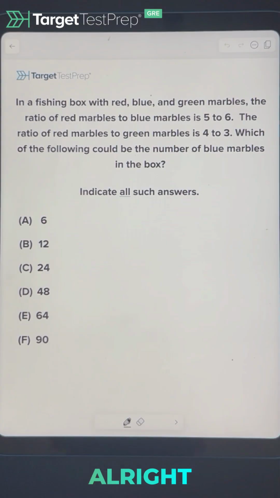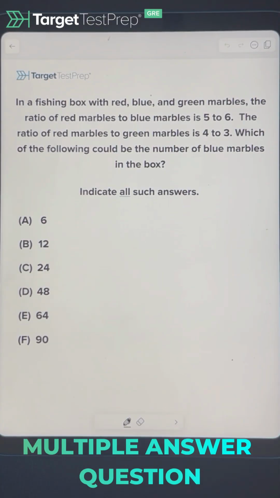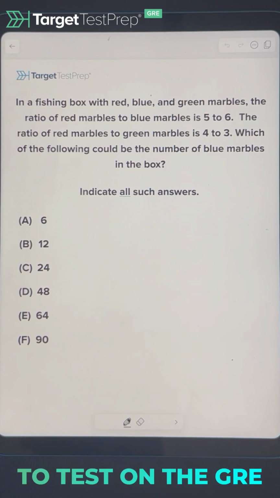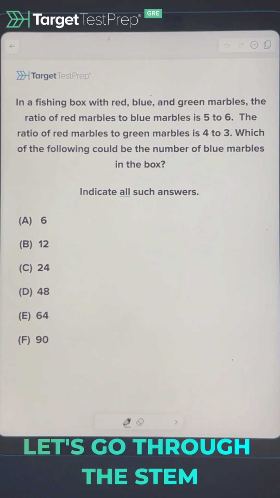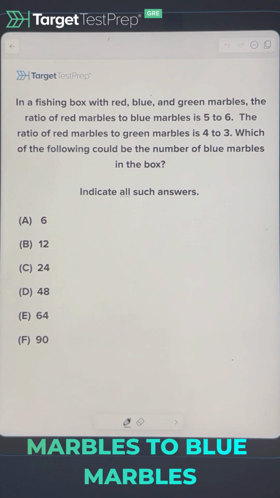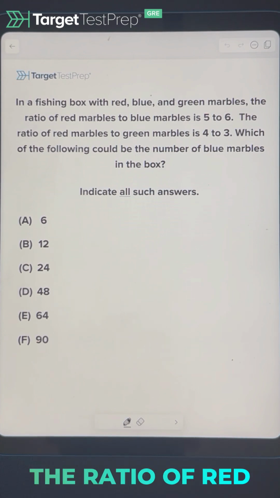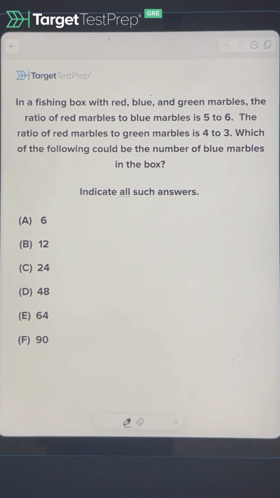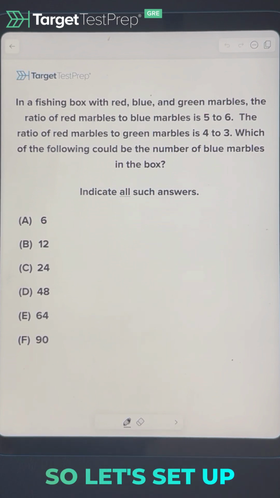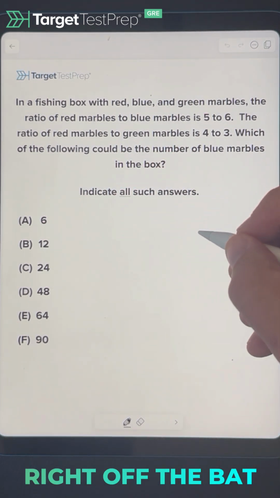Let's get going. All right, let's try one more multiple answer question, but this time with three-part ratios, something else they love to test on the GRE. Let's go through the stem. In a fishing box with red, blue, and green marbles, the ratio of red marbles to blue marbles is 5-6. The ratio of red marbles to green marbles is 4-3. Which of the following could be the number of blue marbles in the box? So let's set up our two ratios here right off the bat.